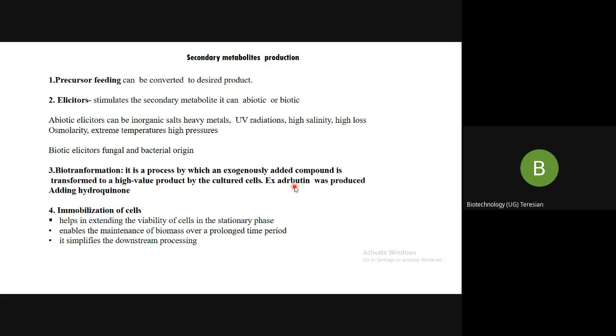Okay, so this is one of the examples for how you're bringing about biotransformation. That is, you add your compound exogenously and then try to convert the inexpensive compound which is already present in your plant, or which is present in very small quantity in the plant, into highly expensive products. Okay, one example is the arbutin which is produced in the Catharanthus by adding hydroquinone.